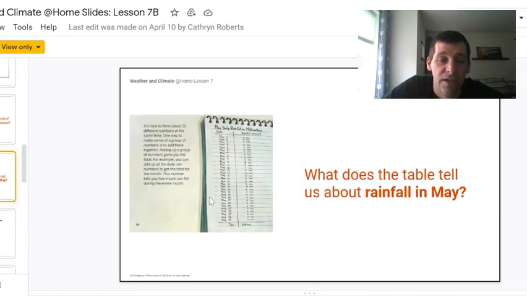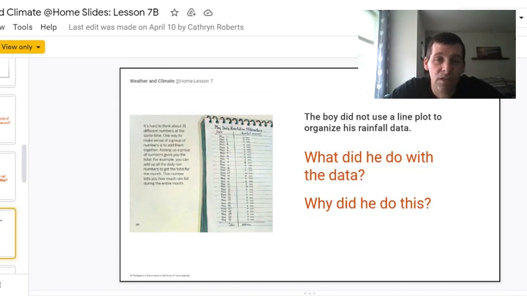You might be thinking to yourself that here it tells us that it rains quite a bit, or you might be thinking that it has rain, but it also has days that it's not. So let's dig a little bit deeper into this. The boy did not use a line plot to organize his rainfall data. What did he do with the data? Like, how did he organize it? Why did he do this?